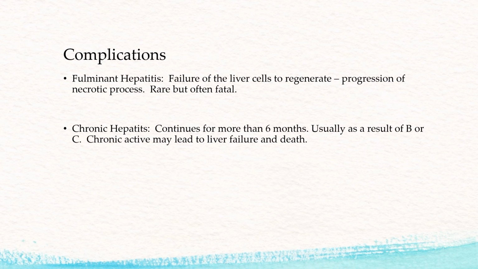Complications, as you see, are the fulminant hepatitis and the chronic hepatitis. The fulminant is the failure of the liver cells to regenerate themselves, with a progression of the necrotic process. It's rare, but it's often fatal. And that chronic, what is chronic? More than 6 months. It's usually a result of hepatitis B or C, and chronic active may lead to liver failure and death.